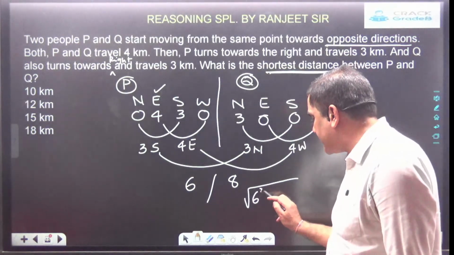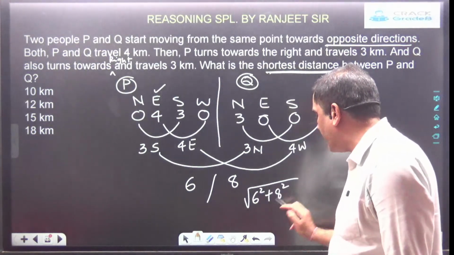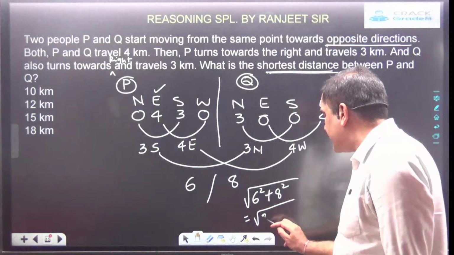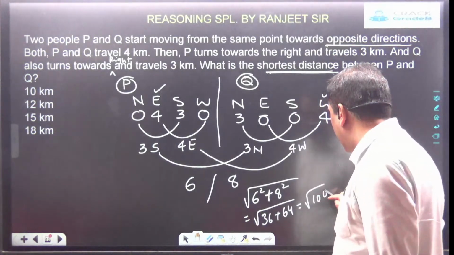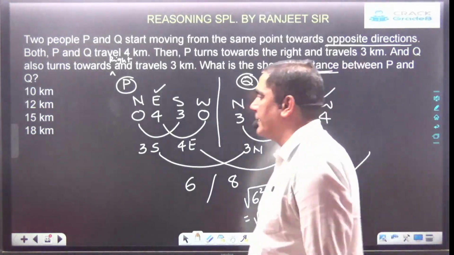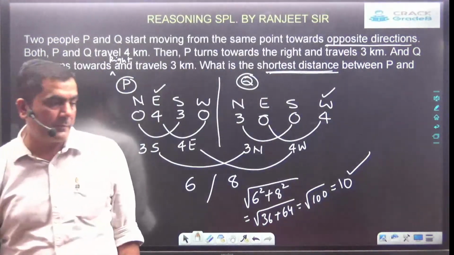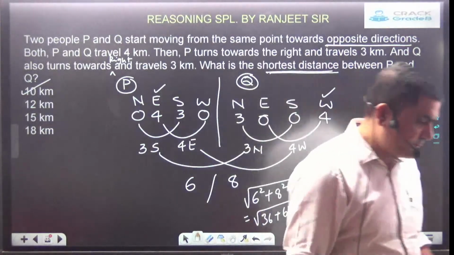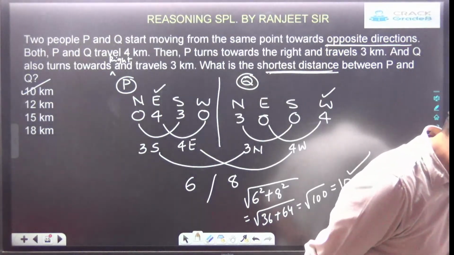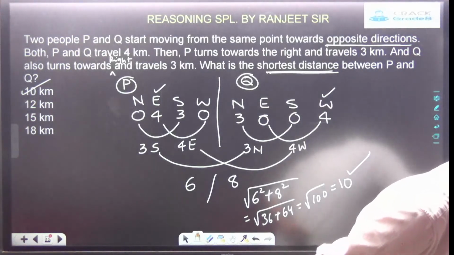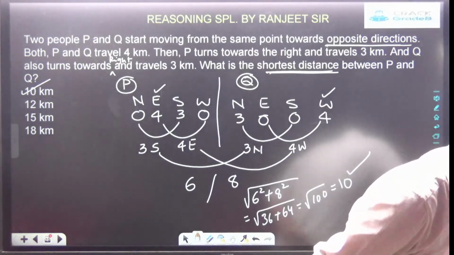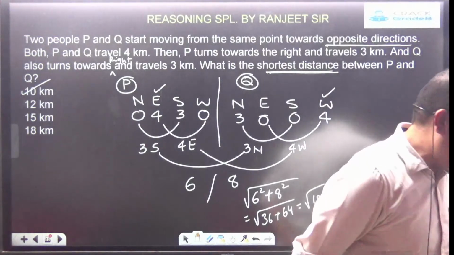Square root of the sum of the squares of these numbers. 36 plus 64 comes out to be 100. The square root of 100 comes out to be 10. The answer is 10. Clear? Clear, clear, clear. Anyone, any problem?